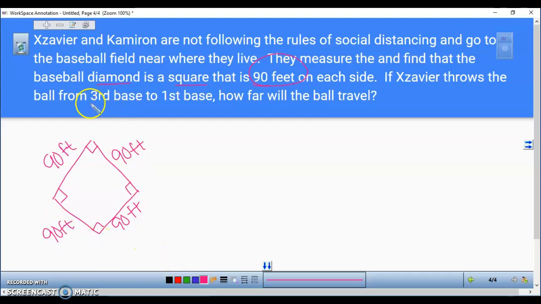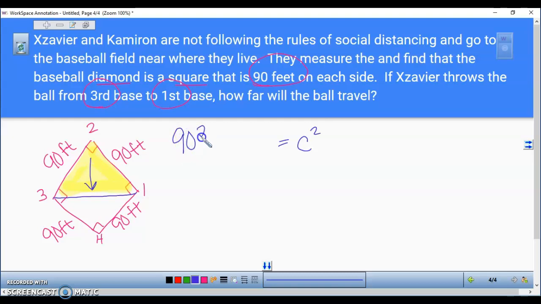Xavier is throwing the ball from third base to first base. So if you're not sure, this is home. Going counterclockwise, we have first base, second base, and third base. So he is actually standing on this base and throwing straight across. If you notice, that makes your right triangle. Right here is your right triangle, and you could look at the bottom portion too. So here you have to decide whether we're missing legs or the hypotenuse. Since we're missing the length across from the right angle, that means we're missing our hypotenuse.